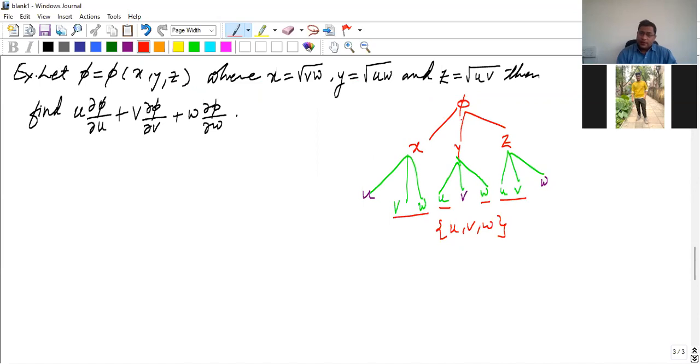Okay, so this phi is a function of x, y, z as well as u, v, and w. Now, we have to understand how to use the chain rule. So we want to find this term. We want to find ∂φ/∂u, ∂φ/∂v, and ∂φ/∂w, and then multiply these three derivatives by u, v, w respectively. And after simplification, we have to add them.